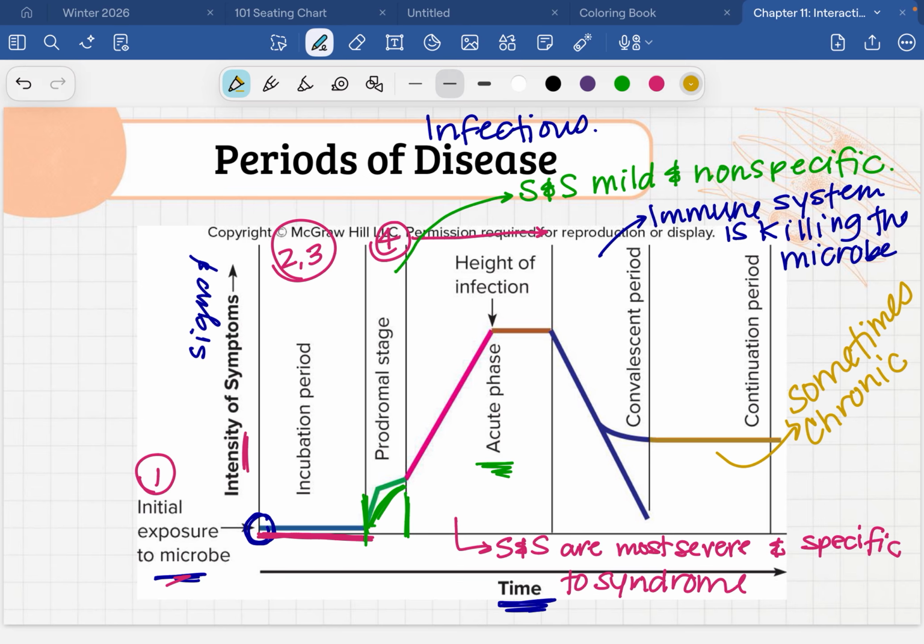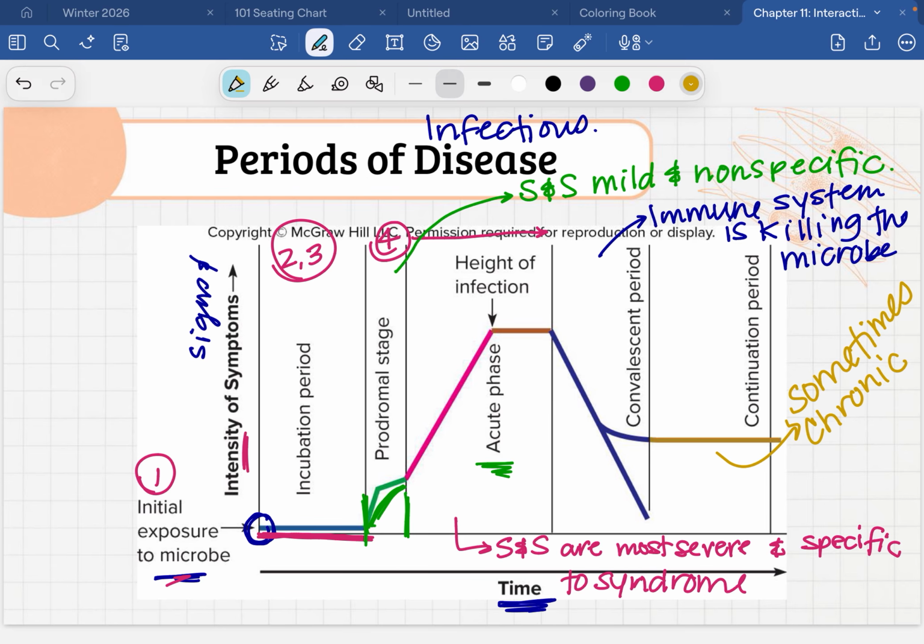Most of the time, if you have strep throat, right, you have a sore throat, you take antibiotics, and you get better. And there is no continuation period. The same thing goes for COVID. Most people who get COVID, they have a fever, they have a headache, they have a cough, whatever they have. They get better 5 to 10 days later, and then they have no more symptoms.